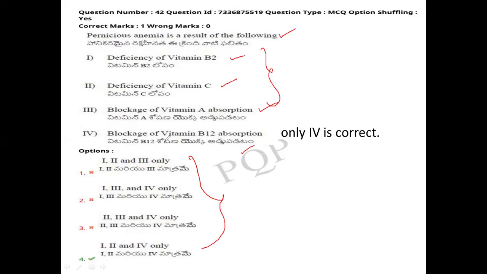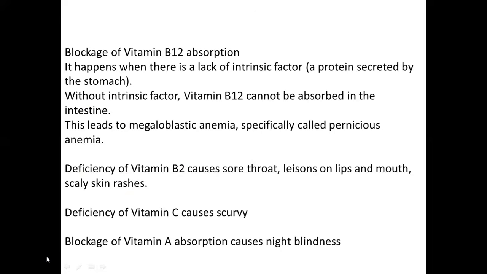So blockage of vitamin B12 absorption: if the vitamin B12 absorption is not properly occurring in your body, that leads to pernicious anemia, because the one that absorbs vitamin B12 is intrinsic factor. So when there is no intrinsic factor in your body, the vitamin B12 won't be absorbed in the intestine. It happens when there is a lack of intrinsic factor. This is a protein secreted by the stomach. So B12 cannot be absorbed in the intestine.